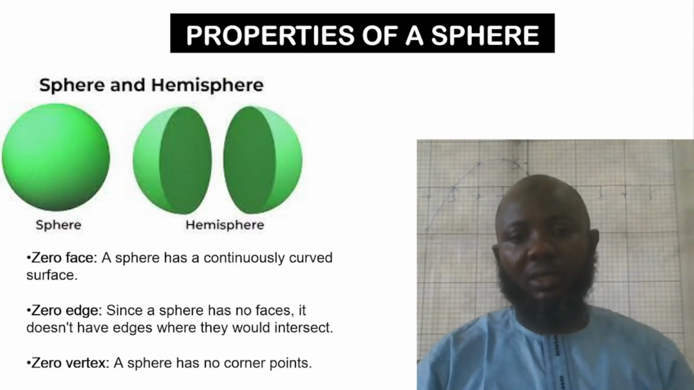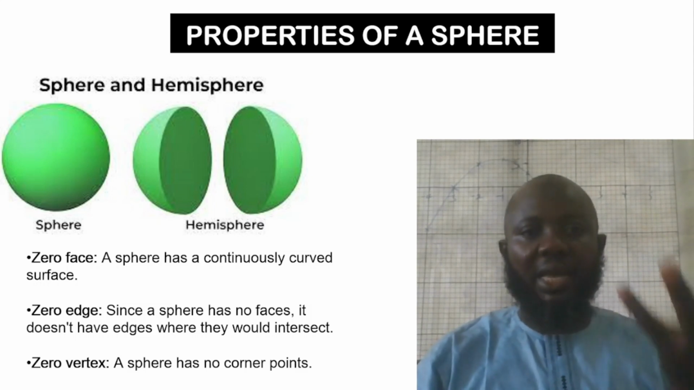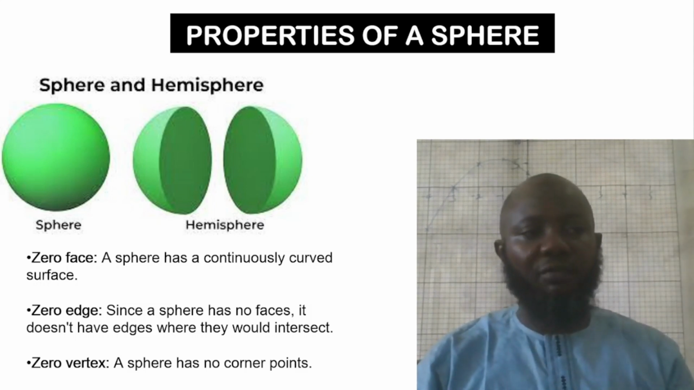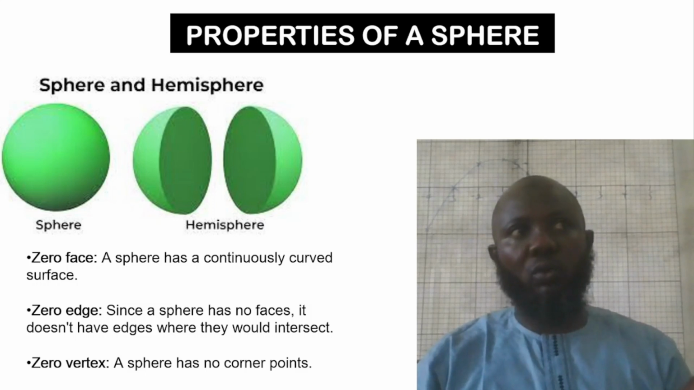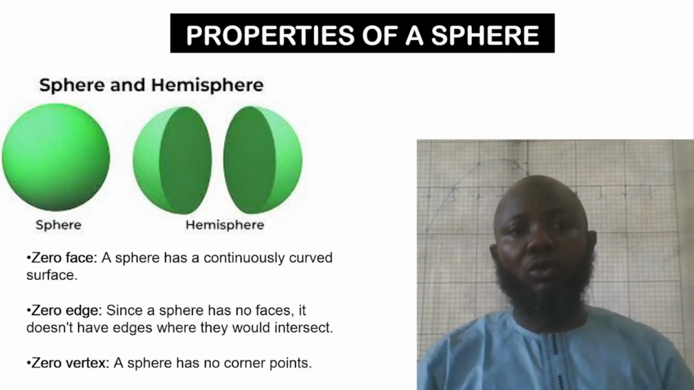Is the sphere. A sphere is a solid that looks like a ball. It's not a circle. There's a difference between a sphere and a circle. So a sphere is like a ball. I don't have one here, but I've shown you that. As you can see here, when you cut it, this is how it's going to look.